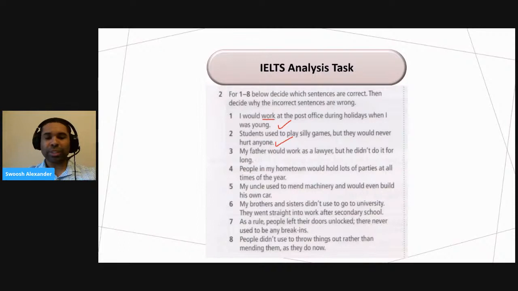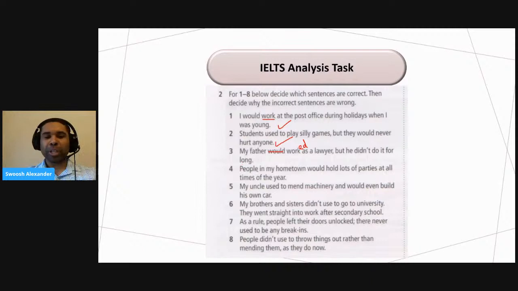Do we think this is a correct sentence? Right. Yeah. So this one would be false, Gutierrez. Yep, absolutely. I agree. He didn't do it for long, so it's not really a habit. So in this case, you'd be better to use the past simple. My father worked as a lawyer, but he didn't do it for long. We'd only use would if it was something which was a continuous experience.